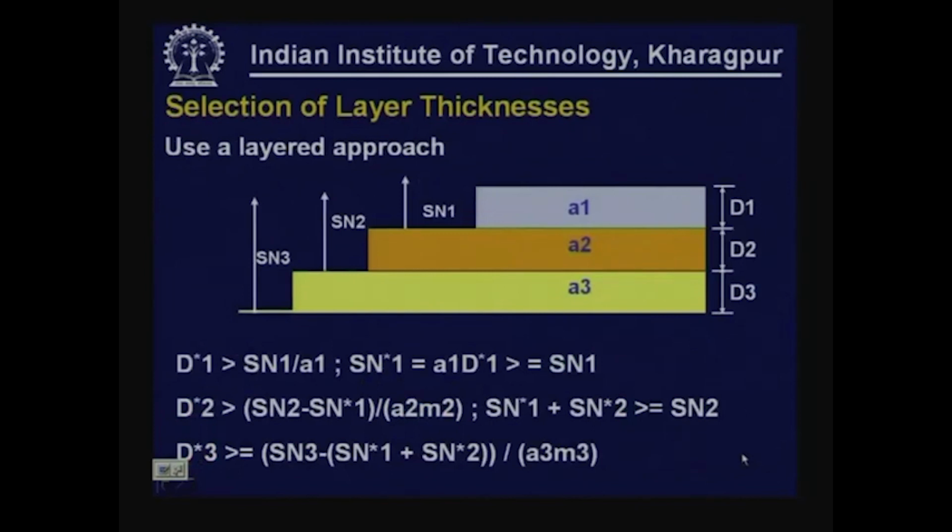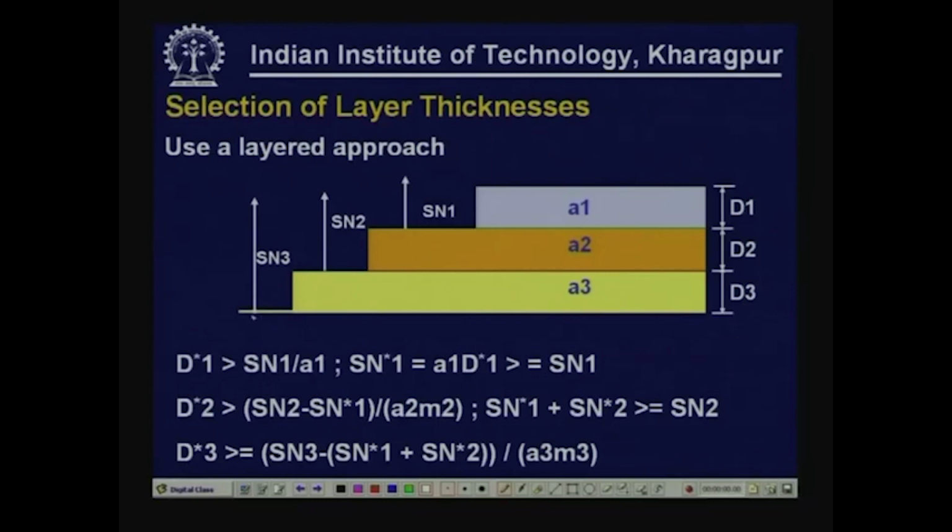We can use a layered approach to determine what should be the thickness of each individual layer. What is shown here is, if you can estimate the structural number required above the subgrade, this can be estimated by knowing the MR value of the subgrade. Similarly, if you can assign an elastic modulus value to the subbase, putting that value in the equation, we can get SN2. Similarly, if we can get a modulus value for the base layer also, putting that again in the equation, we can get the structural number SN1.